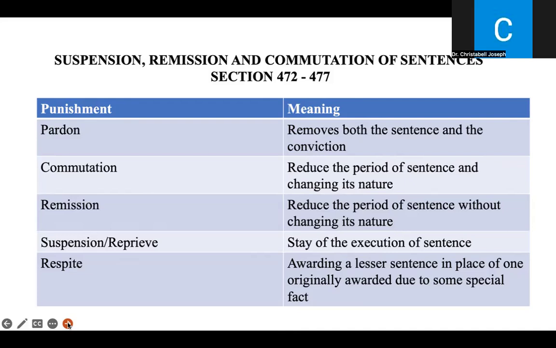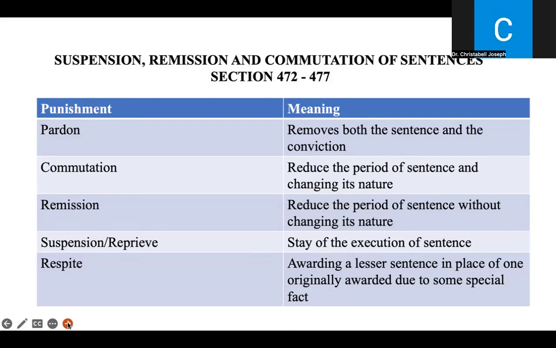Remission only reduces the sentence but does not erase the conviction. For example, suppose a prisoner is sentenced to 10 years of imprisonment for a certain crime. Due to his good behavior and participation in the rehabilitation process, the government decides to grant him 2 years of remission. As a result, the prisoner will serve only 8 years instead of the full 10 years period of sentence. Then we'll move to the next term, that is suspension.